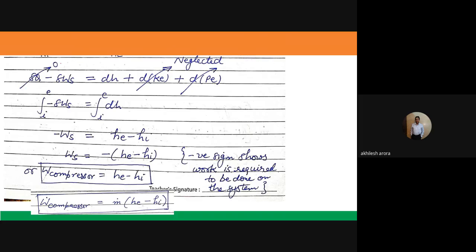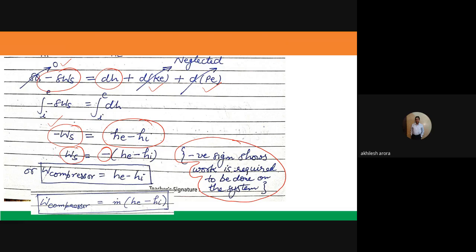Delta Q is equal to 0. The kinetic energy term is also 0. Potential energy is 0. So we have dH and delta Ws terms, two terms only. I can integrate this equation from inlet to exit, and I get minus Ws is equal to He minus Hi, or Ws is equal to minus (He minus Hi). What does this negative sign show here? The negative sign shows work is required to be done on the system, because we are supplying the work. That is why this negative sign comes into the picture.